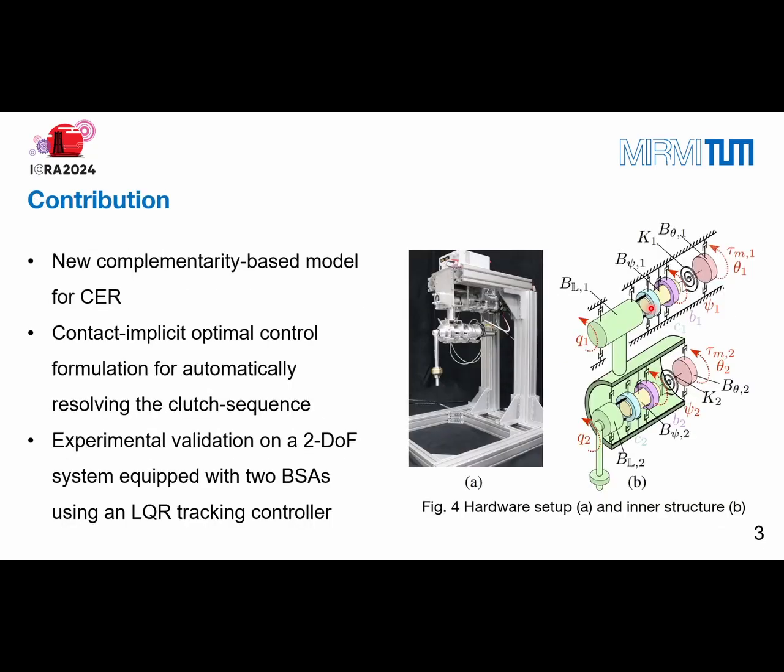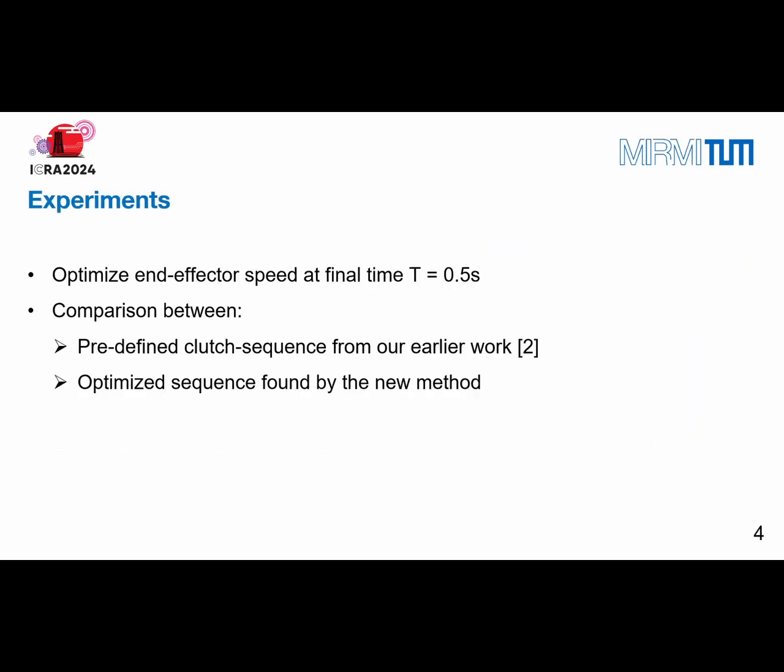We therefore propose a new complementarity-based model for CER and a contact-implicit optimal control formulation to automatically resolve the clutch sequence. We validate our approach experimentally on a two-DOF system equipped with two BSAs using an IQR tracking controller. In the experiments, we aim to optimize the end effector speed at a final time of 0.5 seconds. We compare a predefined clutch sequence from our earlier work and an optimized sequence found by the new method.